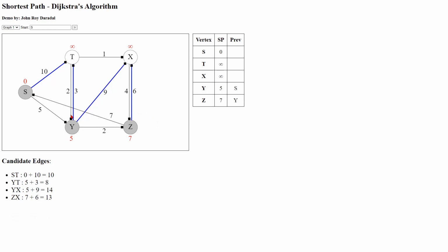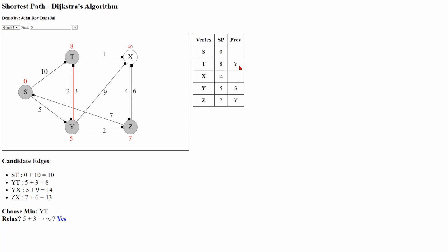This one is still valid. This one is still valid. This one is still valid, but this one is not valid anymore, right? It's replaced with ZX. Then this time, what would be the minimum? The minimum would be YT with 8, right? So should we relax this one? Yes, we will. So T from infinity becomes 8, and then the previous is set to Y.